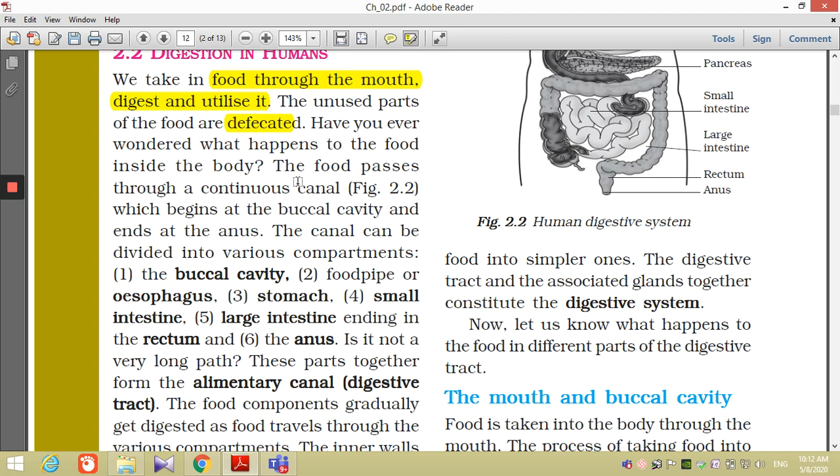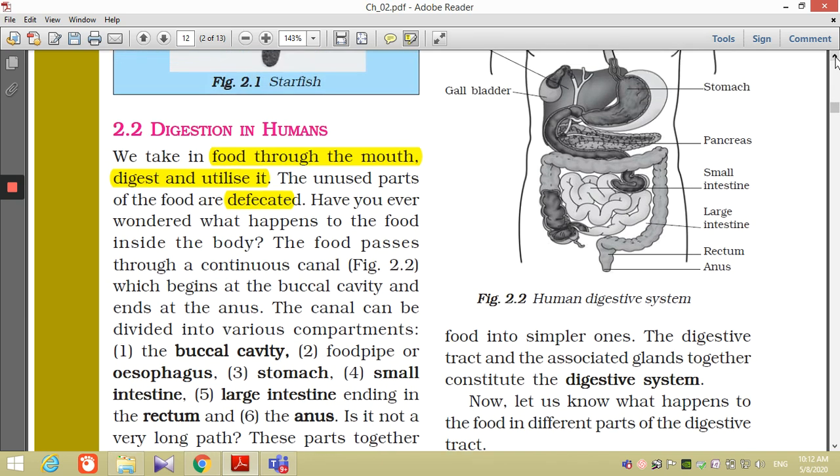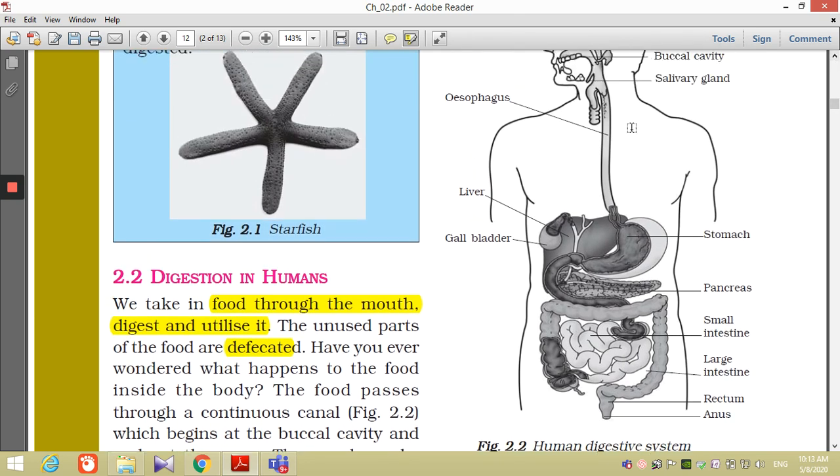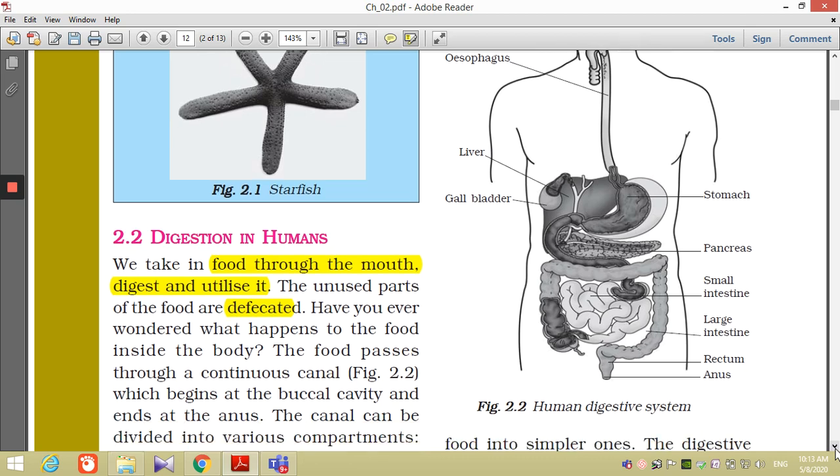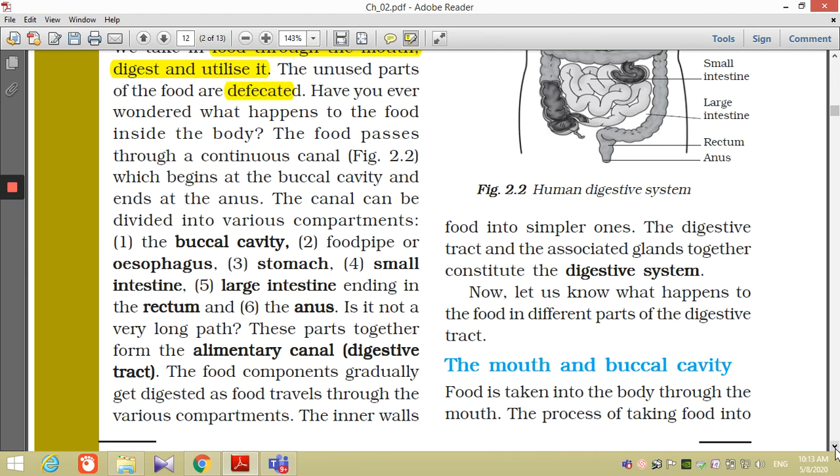Have you ever wondered what happens to the food inside the body? The food passes through a continuous canal. You will compare the figure. So here, this canal is what they are talking about. The food passes through a continuous canal, which begins at the buccal cavity, that means the interior portion of the mouth, and ends at the anus, the exterior portion of the alimentary canal.